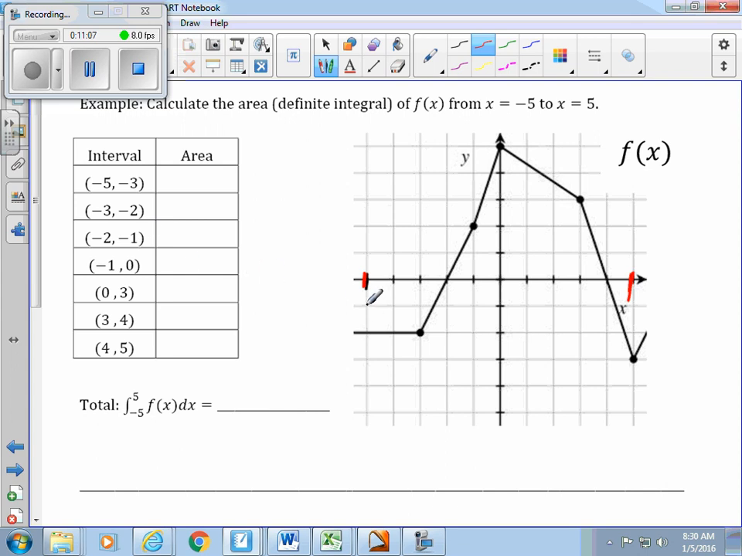But the first thing it has me do is find the area from -5 to -3. Why do you think it has me do that first? Because it's a square. It's easy. Well, what is that area? 4. Except, why negative? Below the x-axis.